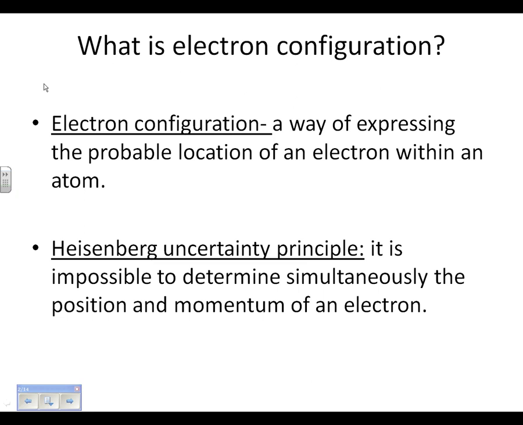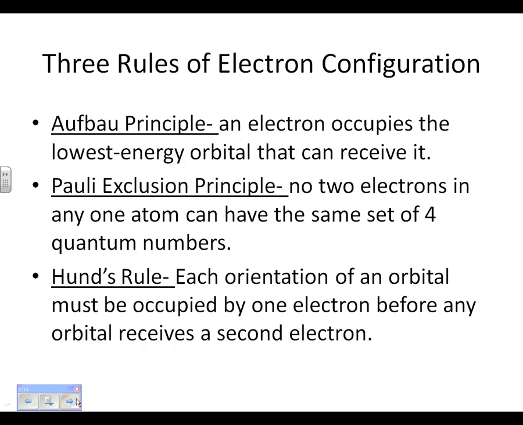Rules and principles. Now, we've got some rules to go over with you. You better brush up on German to remember these scientists. The Heisenberg uncertainty principle says that we can't determine the position and momentum of an electron at the same time. Aufbau's principle tells us that an electron will occupy the lowest energy orbital that can take it.